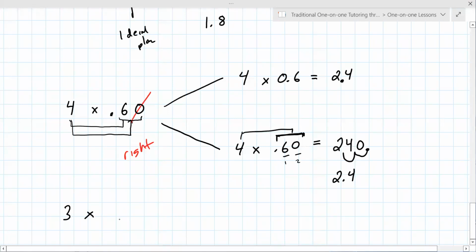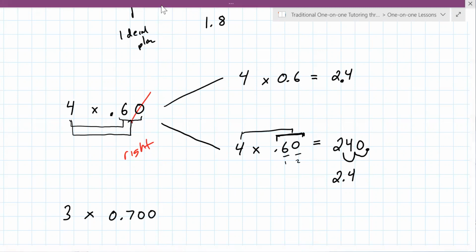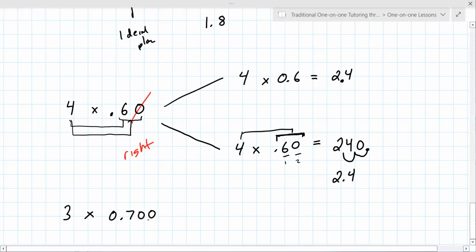What's 3 times 0.700? I'll do this one on my own. Well, before you do that, what should we do with these zeros? Ignore them. Ignore them or cross them out. Yeah. So go ahead and try that on your own, please.